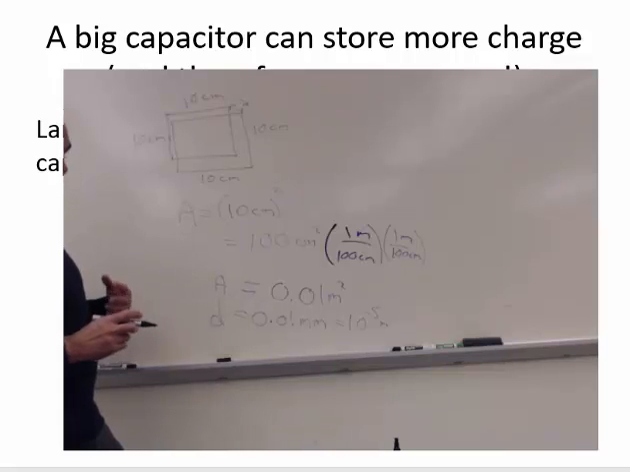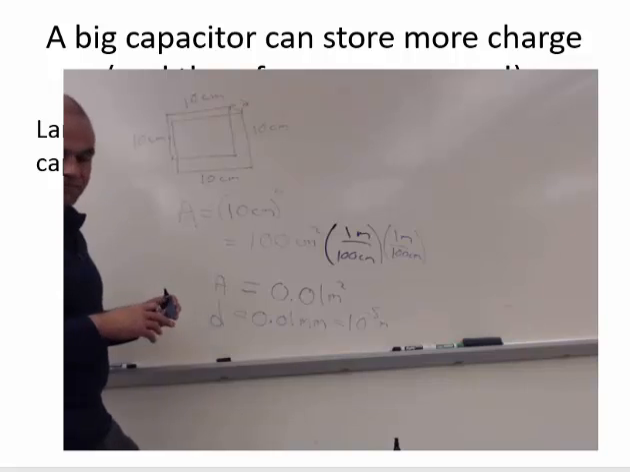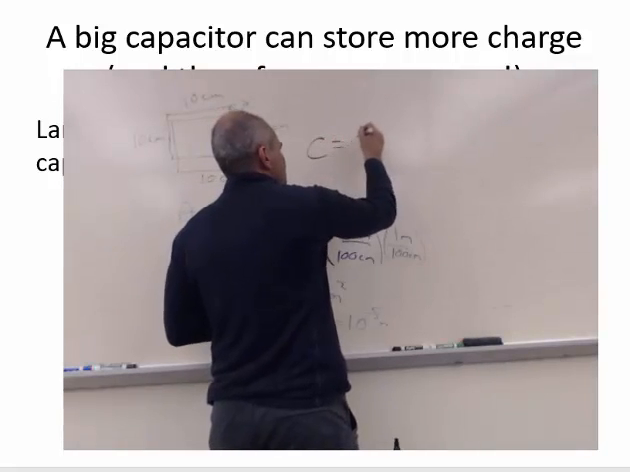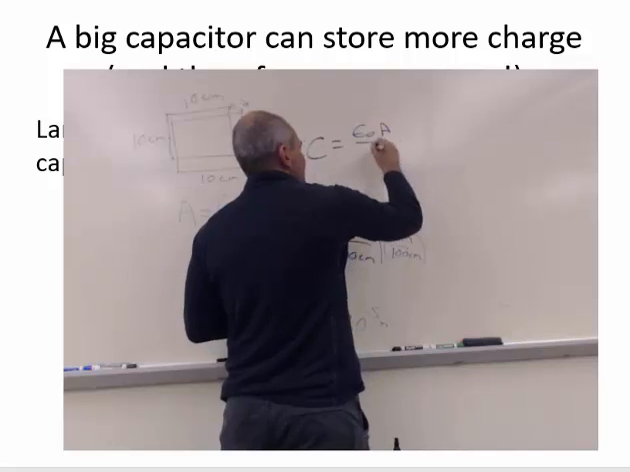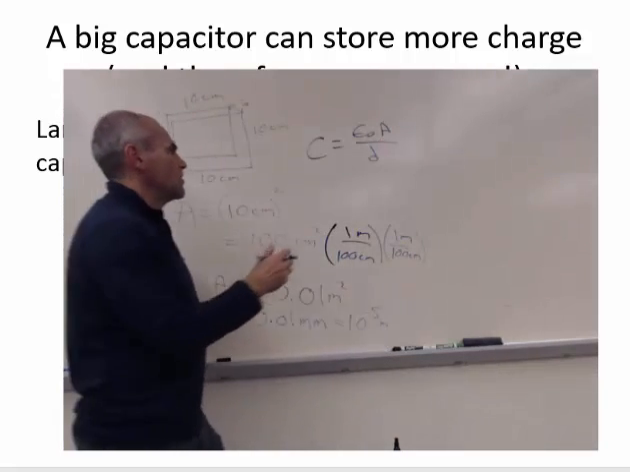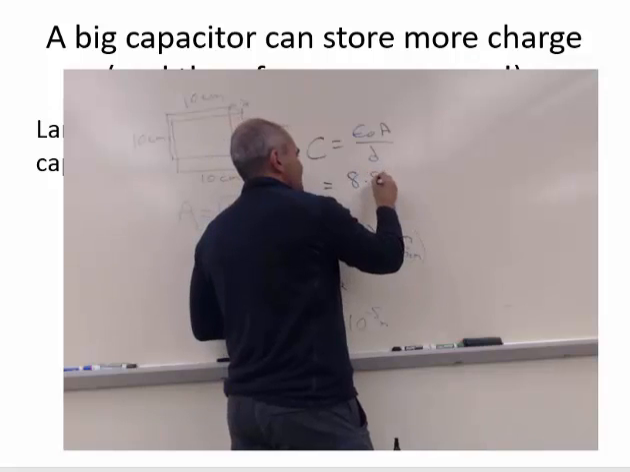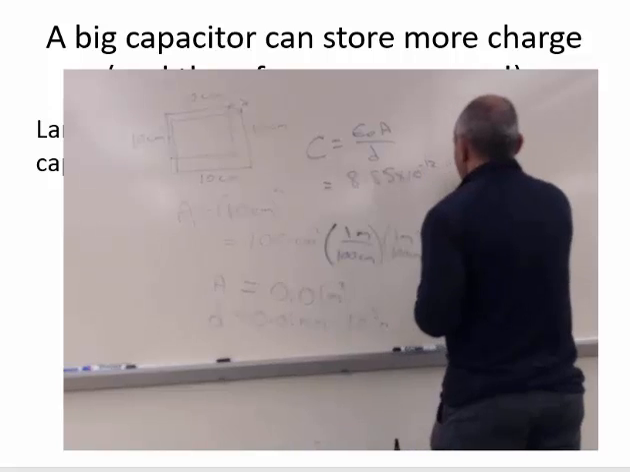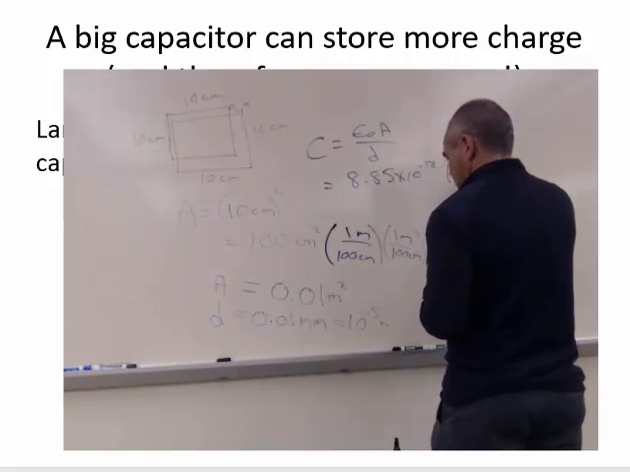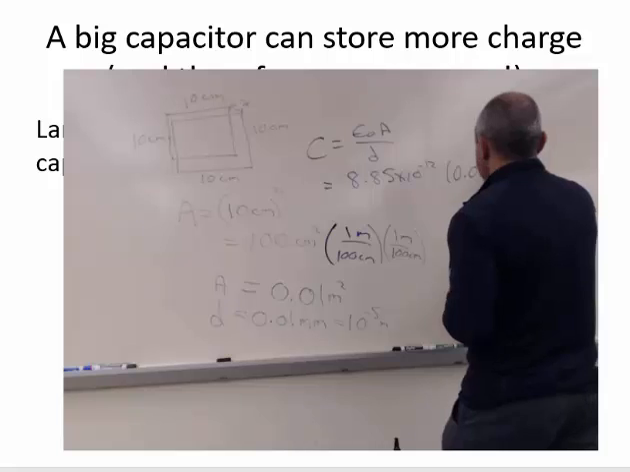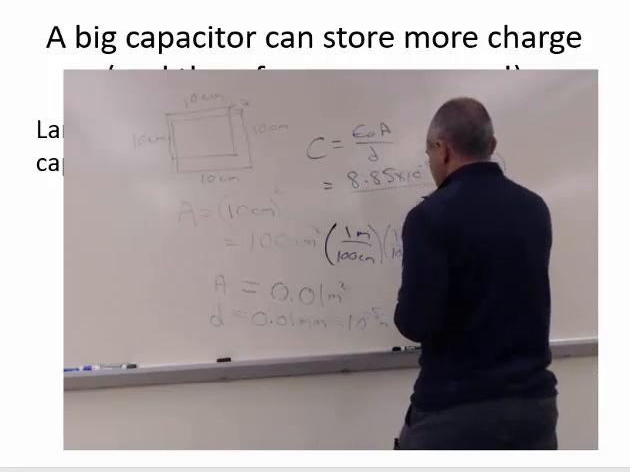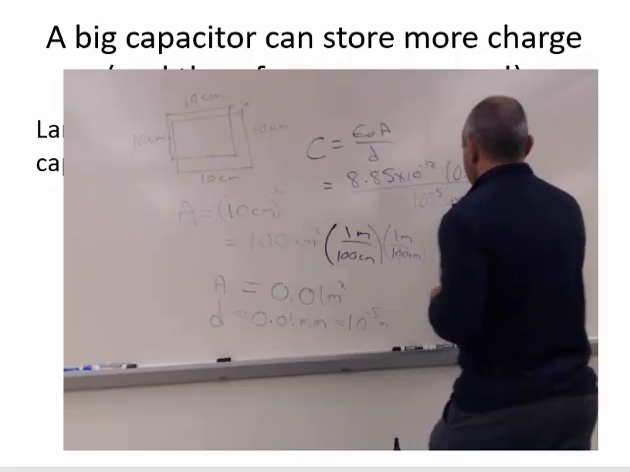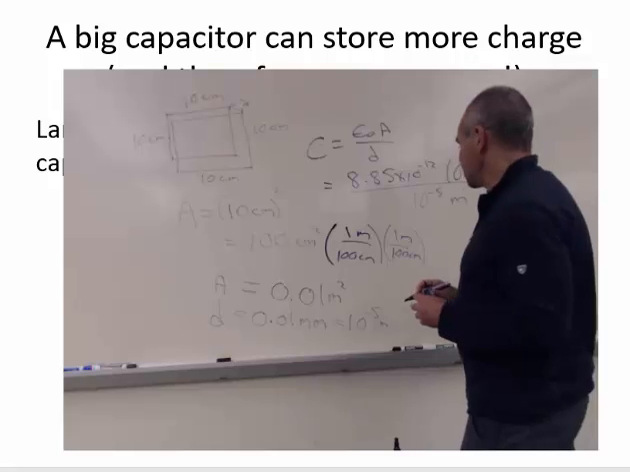Let's calculate what the capacitance is that we can expect from this. I'll use the same equation I've been using. Capacitance is equal to epsilon 0 times A divided by D. Well, I know all these. I know epsilon 0 is 8.85 times 10 to the minus 12. A is 0.01 square meters. D is 10 to the minus 5th meters. Okay, let's do the math and see what we get here.